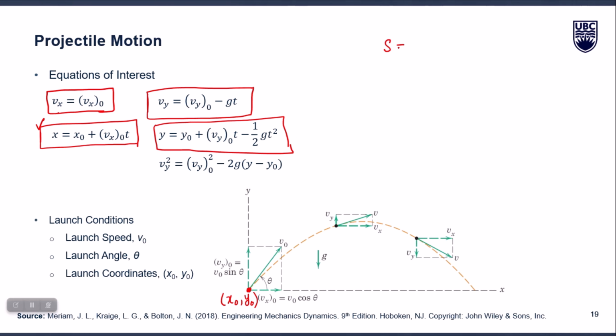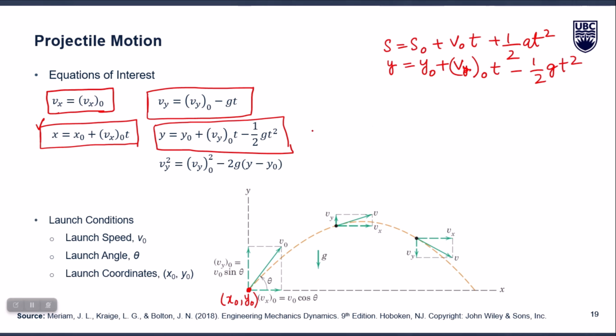So if I write it here, s is equal to s naught plus v naught t plus 1/2 a t squared, I apply it to the y direction separately. So the y-direction initial distance is y naught, and the initial velocity will be the y component of velocity, which becomes v naught sine theta times t, and acceleration is minus g, so it will become minus 1/2 g t squared, right? So we get this second equation.